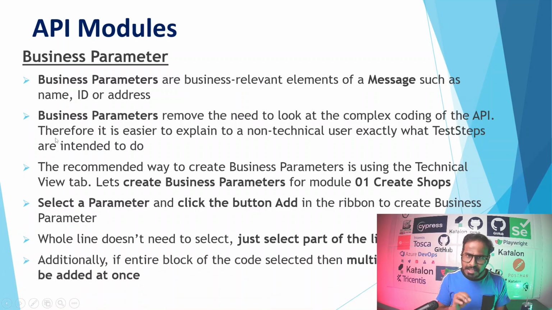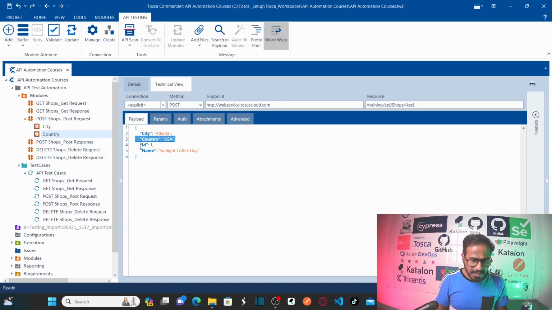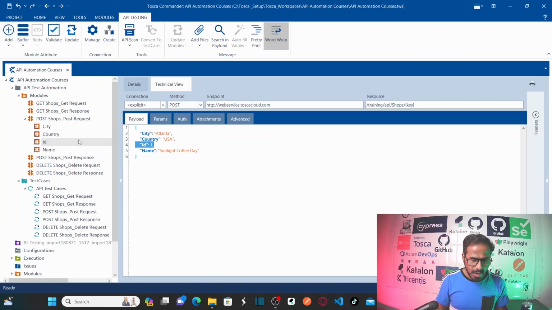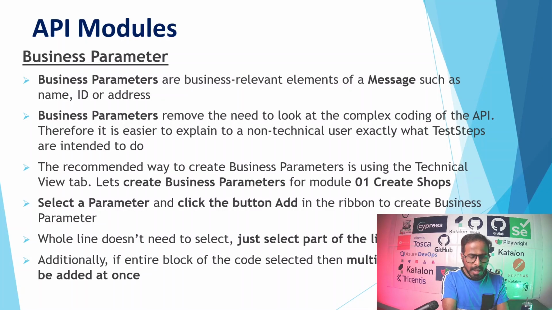And additionally, if an entire block of the code is selected, then multiple attributes can be added at once. How? Let's see here. Let's say I want to add these two business parameters. I can simply select these entire multiple lines of code, and then add. If we observe closely on the left side, now ID and name are both added together. That means multiple business parameters have been added, right?